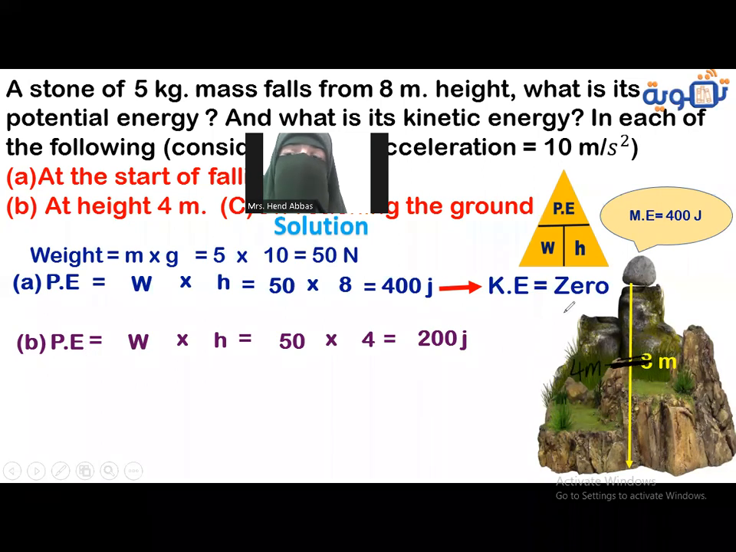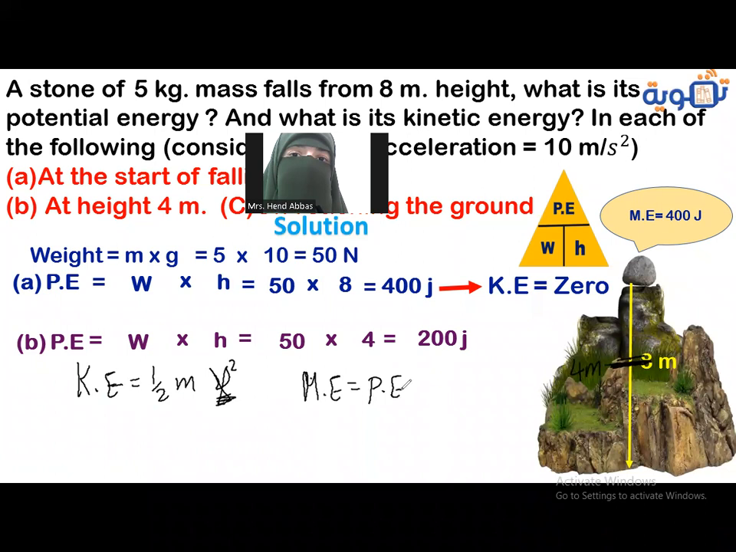But what about the kinetic energy? Teacher, we know it: kinetic energy equals half mass times speed squared. But here we don't have the speed. So there is another rule that we can use to calculate the kinetic energy. We know that the mechanical energy equals potential energy plus kinetic energy. We know the mechanical energy, and for a moving object it doesn't change. So the mechanical energy is 400 joules at any point.